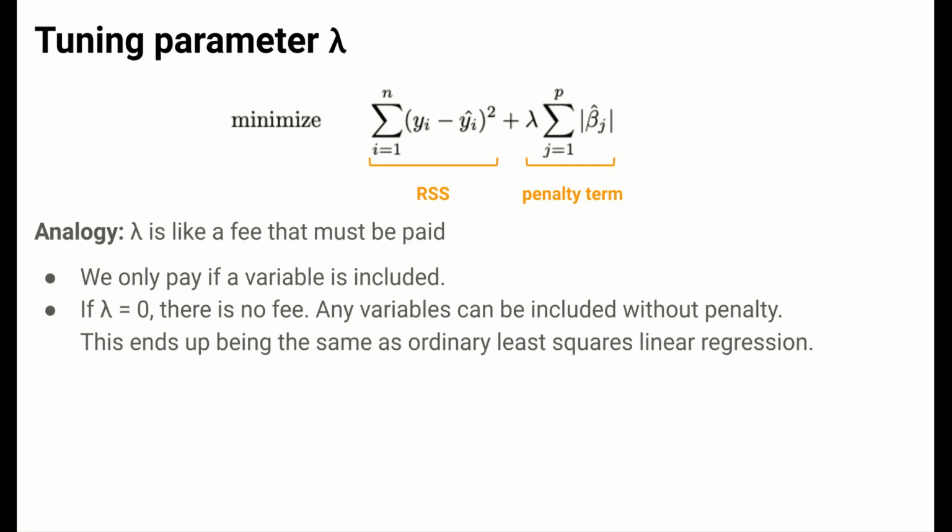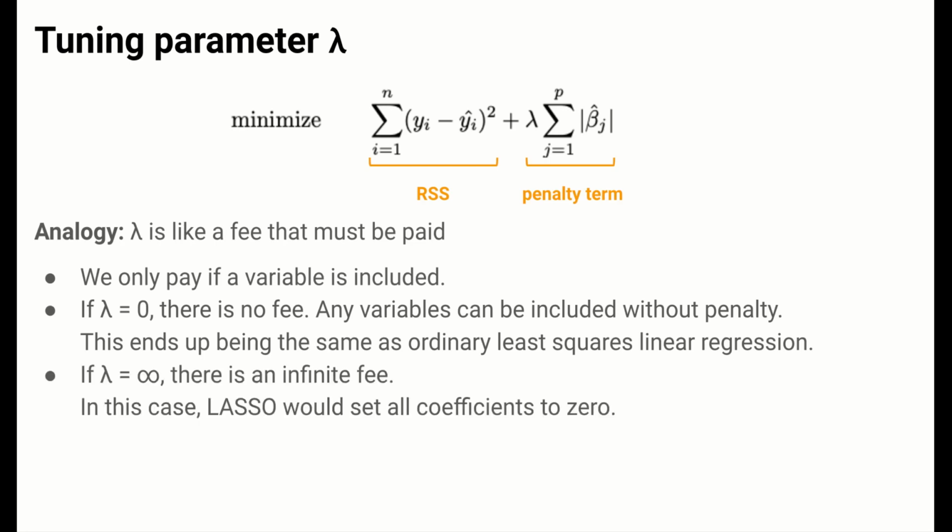Let's think about the most extreme values for lambda to get a better sense of how this penalty tuning parameter works. If we set lambda to 0, we're saying that we will impose no fee for having variables in the model. Any variables can be included without penalty. In this case, LASSO ends up being the same as ordinary least squares regression because the penalty term goes away.